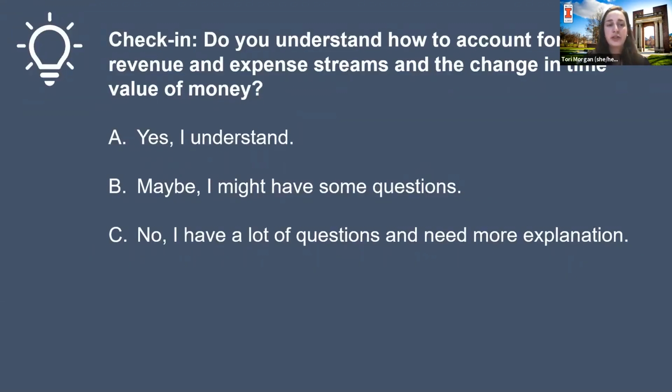So after going over the cash flow streams, do you understand how to account for revenue and expense streams and the change in time value of money? That's a very important thing: money does not stay consistent in value over time, and that's why. Okay, great. It looks like 72% understand and 28% have questions. If you have any questions, feel free to add them in the chat, but I will also dive deeper into net profits in the next section.